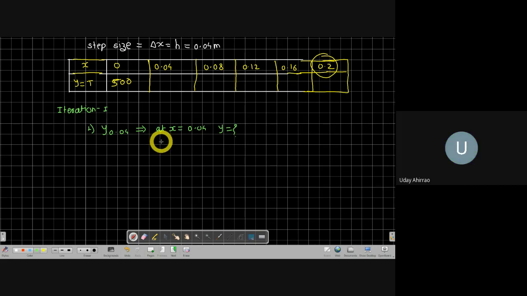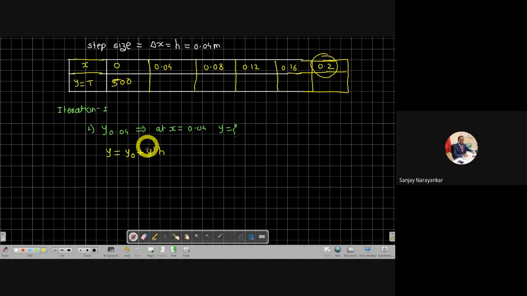Okay, now what's the formula? Tell me, what's the formula? Euler's formula? Initial value plus slope into step size. Yes, y is equal to y0 plus y dash h. So what's the y dash here?